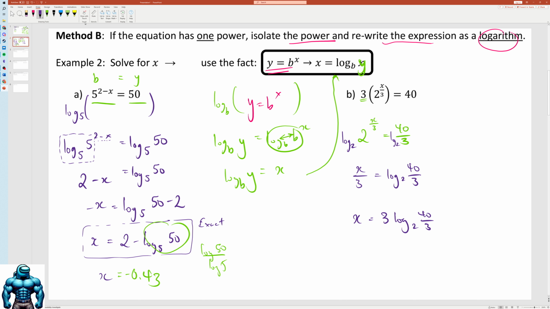And to be honest, I am pretty satisfied. In case you are asked to round, let's give it a go. We're looking at the log of 40 divided by 3. And then we'll divide that by the log of 2, because that's base 2. And then we're going to multiply that final answer by the 3 that was in front. 11.21. Beautiful. Okay, let's keep going.